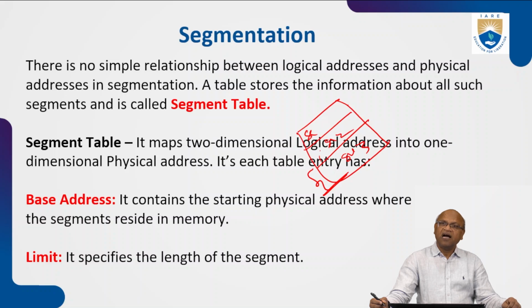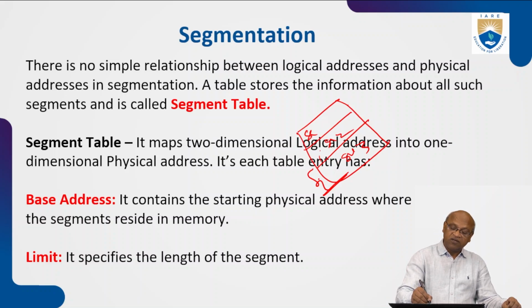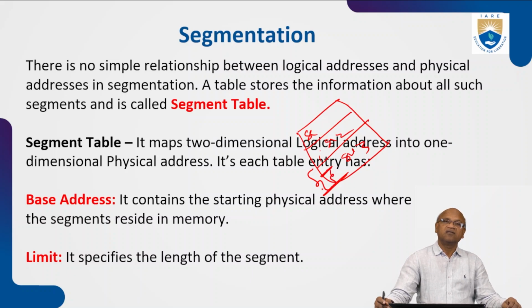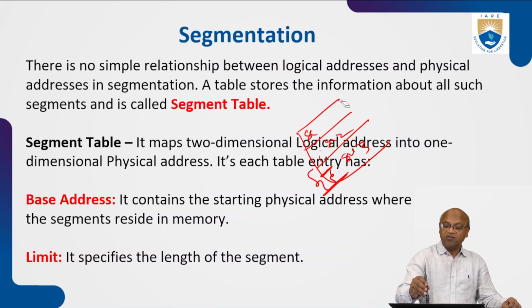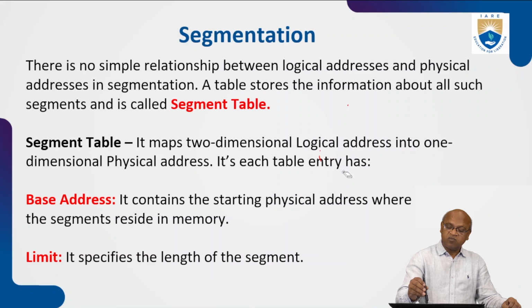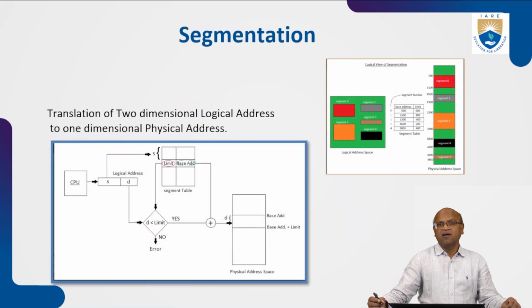When you save your process, your program, the distance from the base address where it is saved is called the offset address. We will see that. Everything will be recorded and saved by the OS in the segment table. So your process is made into segments, and each segment will be saved in the corresponding place.